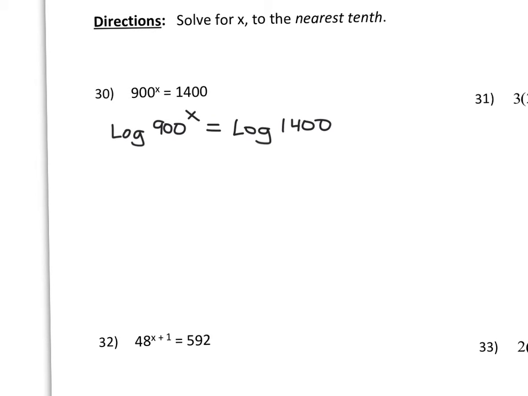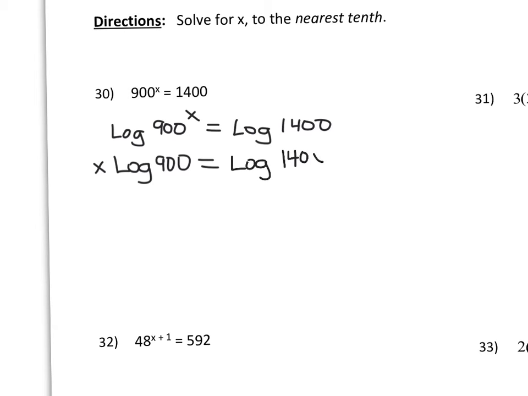Okay, now the reason we do this is because there's something called the power rule. If you have a term with a log in it, you're allowed to take your power and move it to the front of the word log. So this x comes down in front of the word log. So it becomes x log of 900. And now this x is no longer an exponent, so it's going to make it so much easier for us to solve for. Okay, and let me just bring this log of 1400 down.